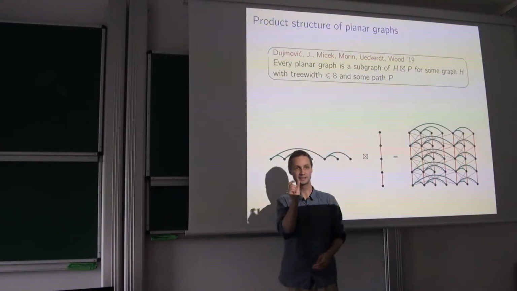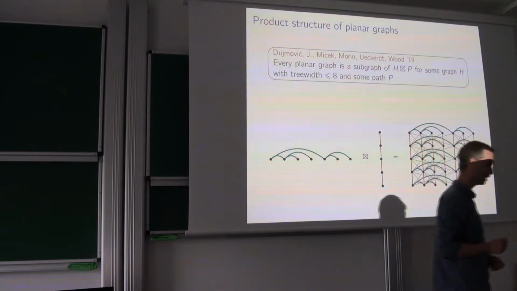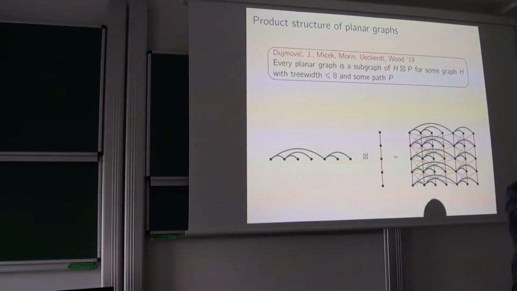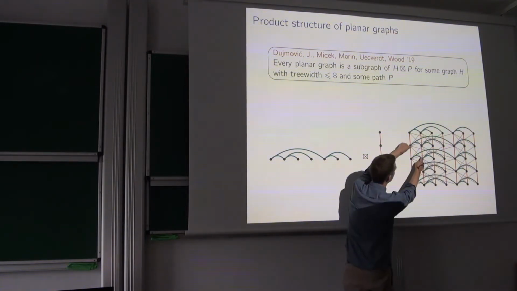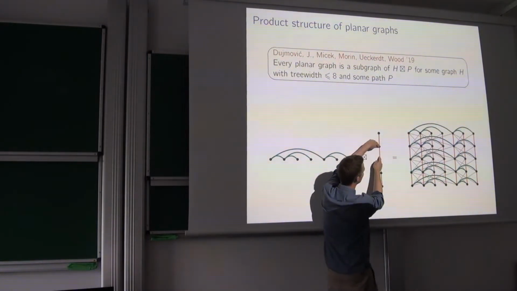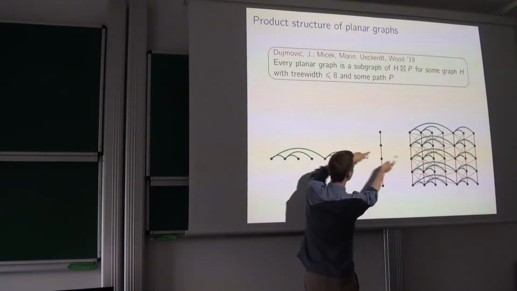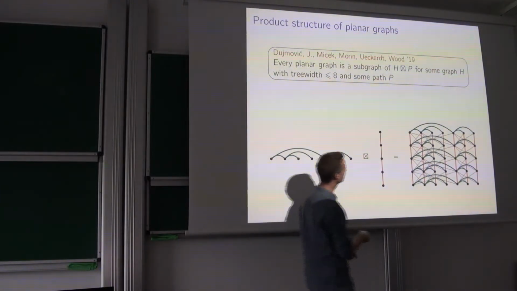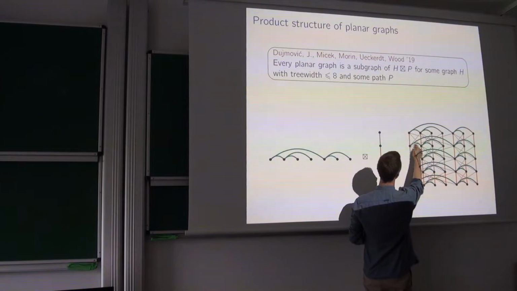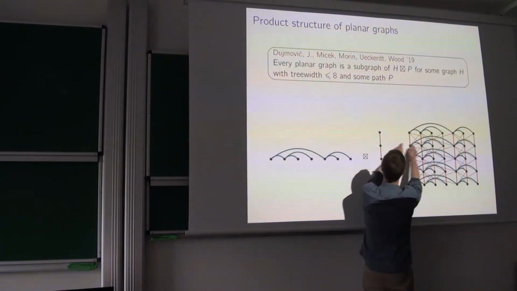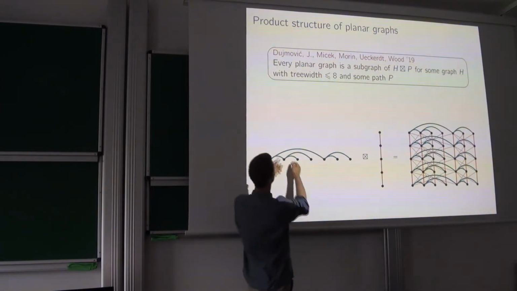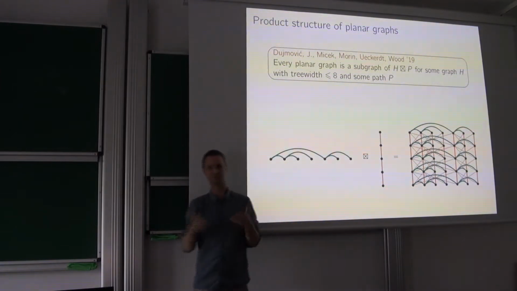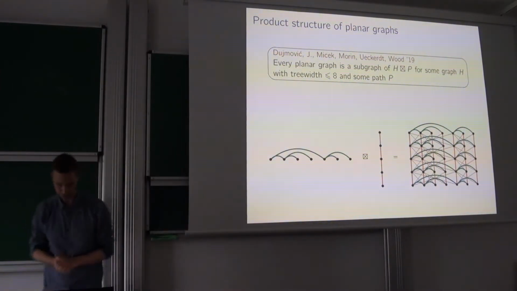More precisely, you have an edge between two vertices in the product if in each dimension they map either to a vertex or to an edge. If I take this diagonal edge here, vertically it maps to an edge, horizontally it maps to an edge, so that's an edge. If I take this horizontal edge here, vertically it maps to a vertex and horizontally it maps to an edge. So these are the edges of your product.